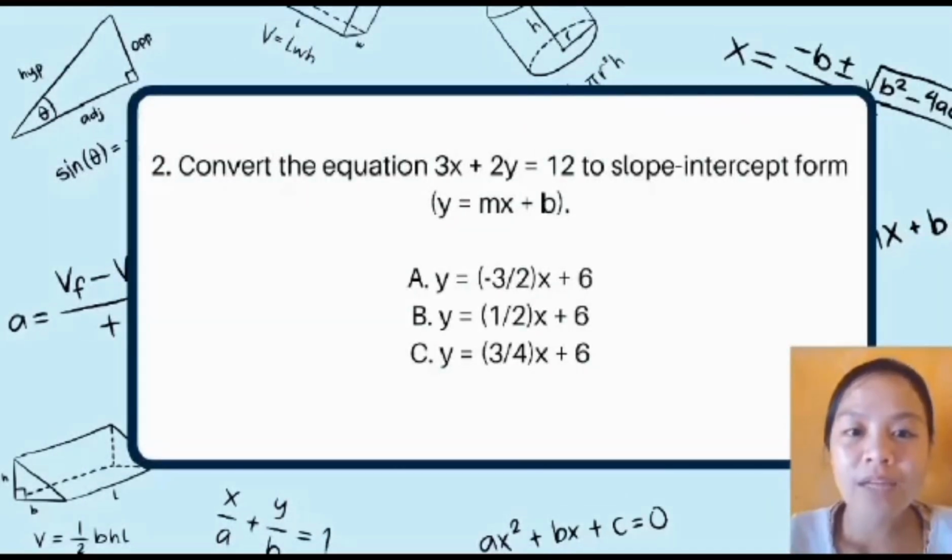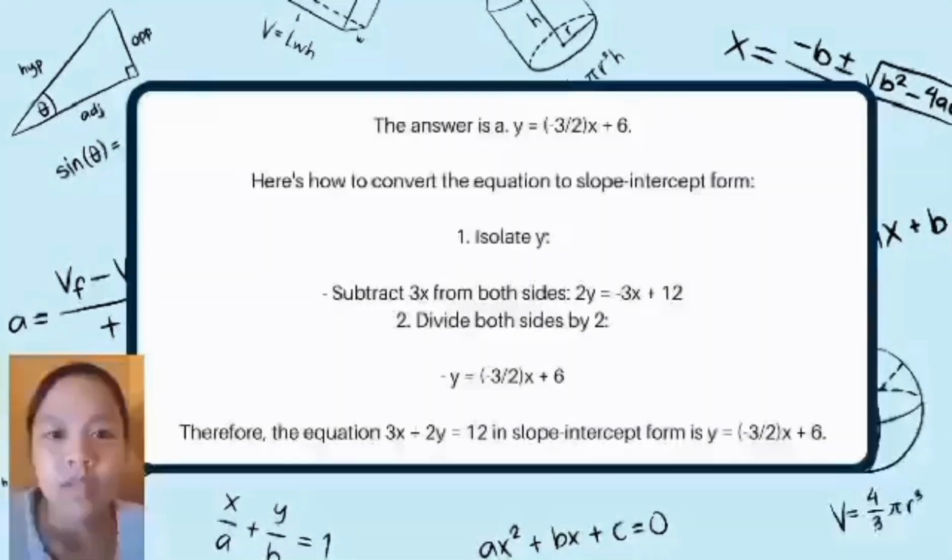We have to convert the equation 3x plus 2y equals 12 to slope-intercept form y equals mx plus b. A. y equals negative 3 halves x plus 6. B. y equals 1 half x plus 6. C. y equals 3/4 x plus 6. So the answer is letter A. y equals negative 3 halves x plus 6.